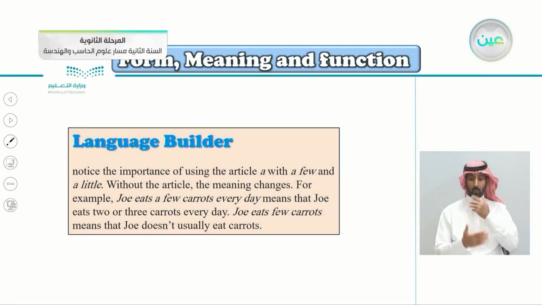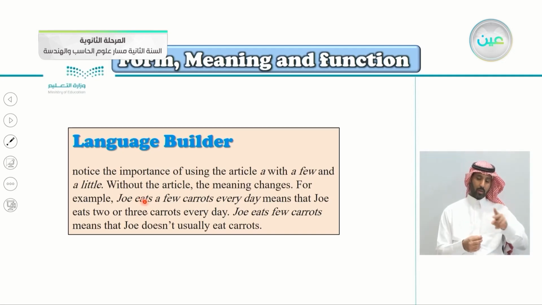Language builder here. Notice the importance of using the article a with a few and a little. We say a few, a little. So it's important to put the article a. Without the article, the meaning changes. For example, Joe eats a few carrots every day means that Joe eats 2 or 3 carrots every day. But when you say Joe eats few carrots every day, without the article a, it means that Joe doesn't usually eat carrots. So the article a has a huge effect on the meaning of the word. Again, without the article, the meaning changes.